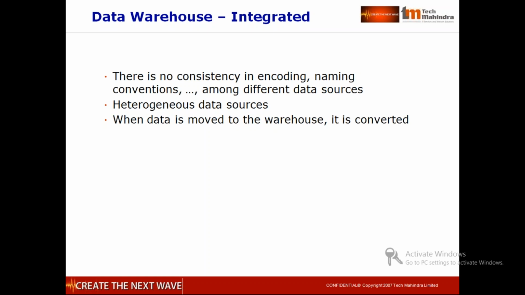Heterogeneous data means it is not similar data from the same source system. It is not coming from the same database. That is called heterogeneous data sources. It may be DB2, it may be Oracle, it may be Teradata, or it may be from flat file systems. Some data will come as fixed length data, and some data will come as delimited data.